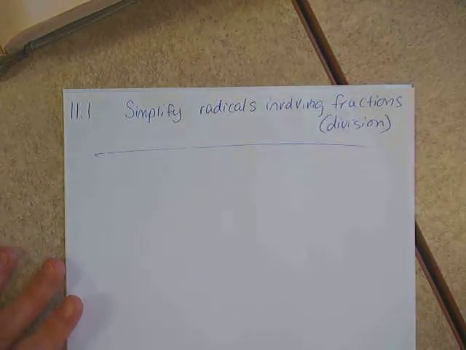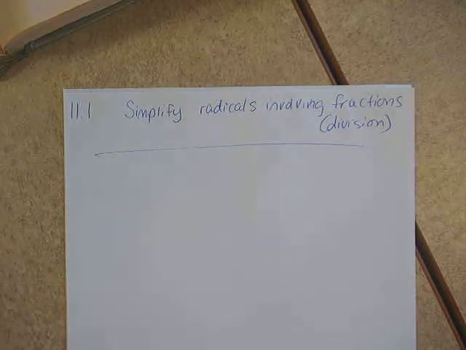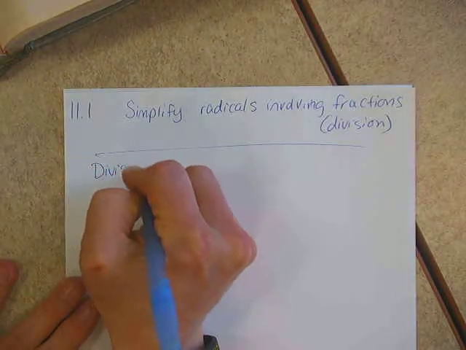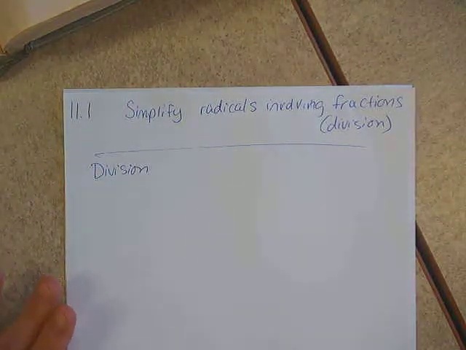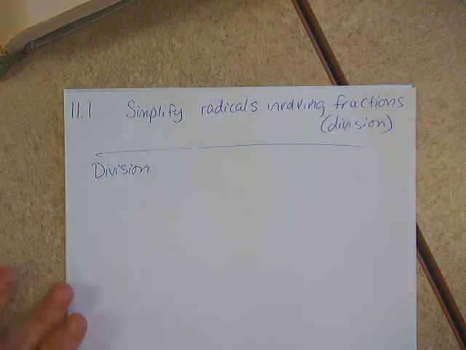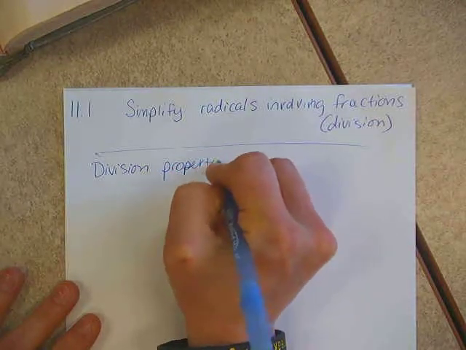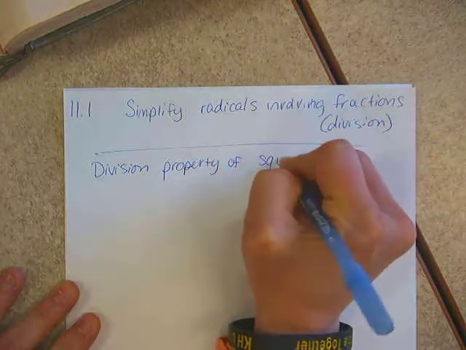So this is another part of 11.1, simplifying radicals involving fractions, and instead of talking about the multiplication property of square roots, we're going to talk about the division property of square roots.